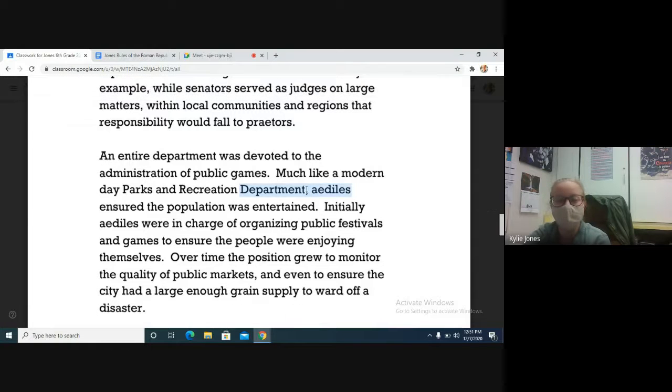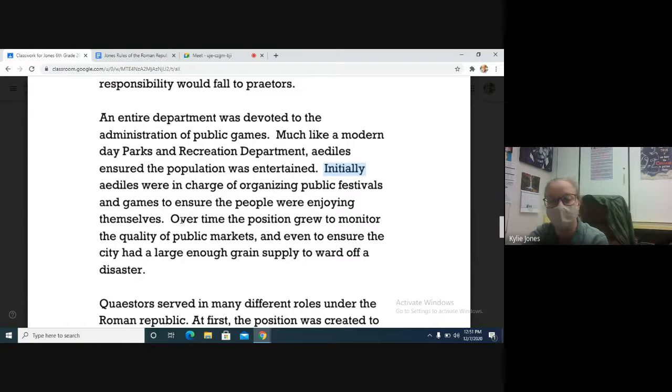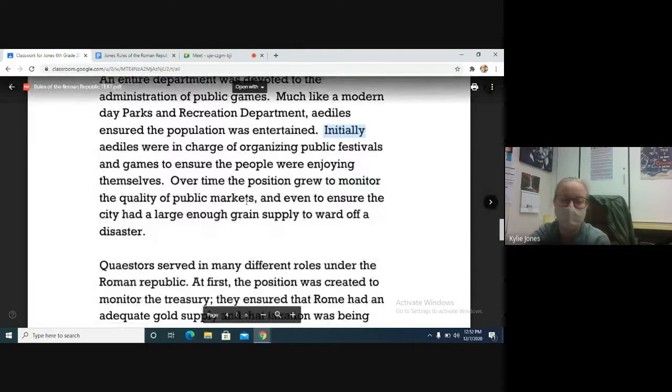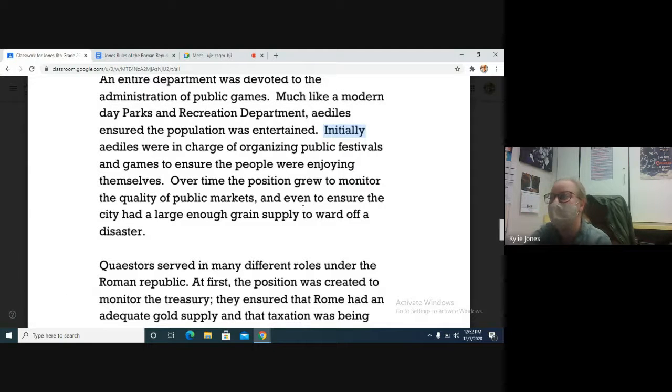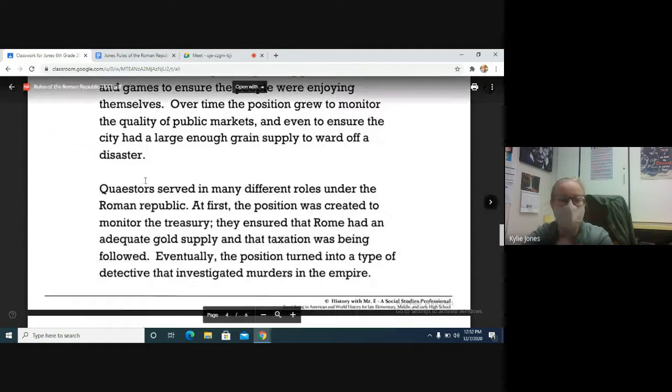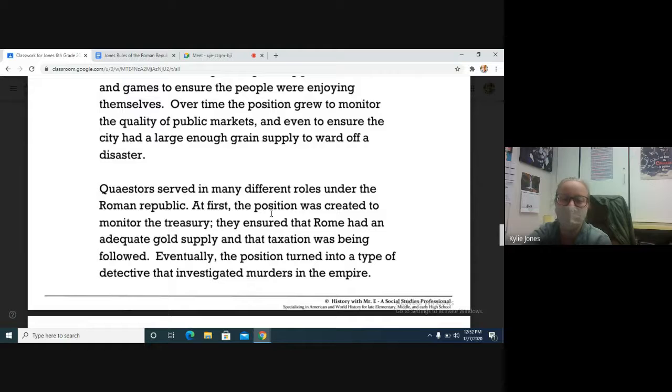aediles, an interesting word, ensured the population was entertained. Initially, aediles were in charge of organizing public festivals and games to ensure that people were enjoying themselves. Over time, the position grew to monitor the quality of public markets and even to ensure that the city had a large enough grain supply to ward off a disaster, because everybody needs grains to ward off disasters. And then finally, quaestors served in many different roles under the Roman Republic. At first, the position was created to monitor the treasury, which is their money. They ensured that Rome had an adequate gold supply and that taxation was being followed. Eventually, the position turned into a type of detective that investigated murders in the empire.